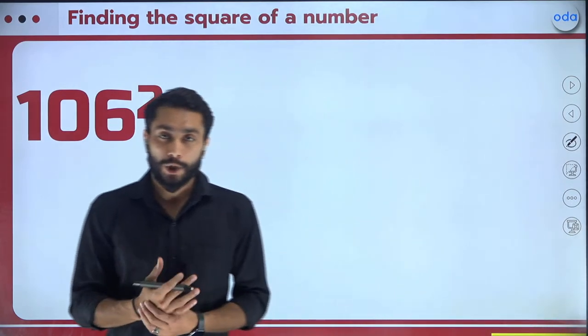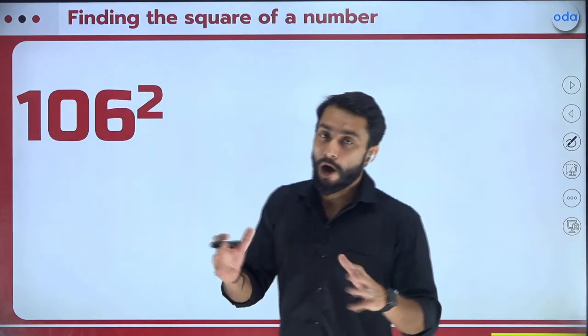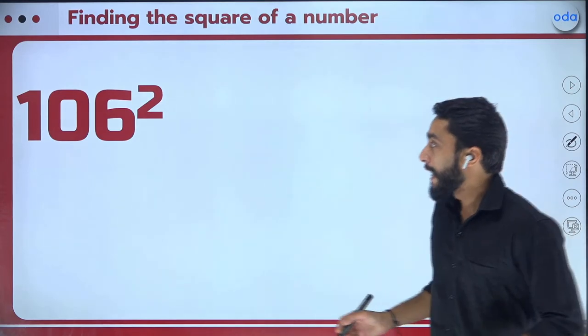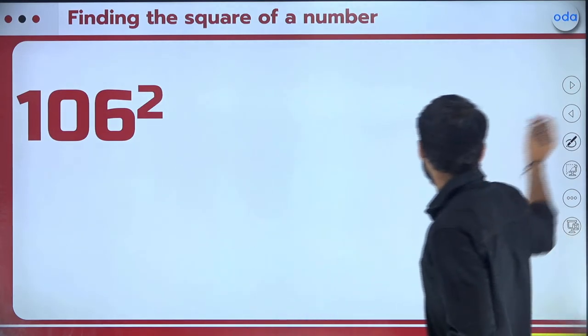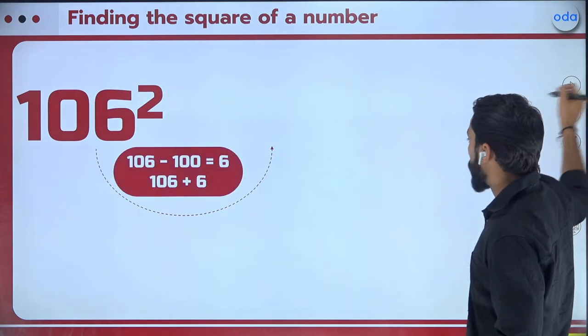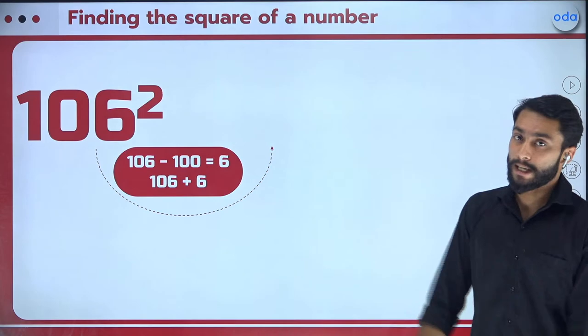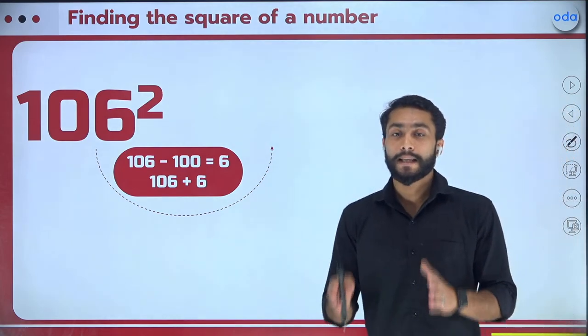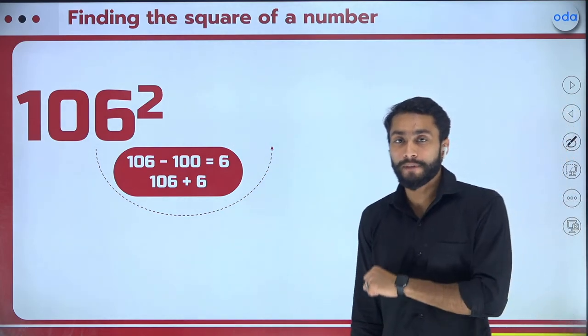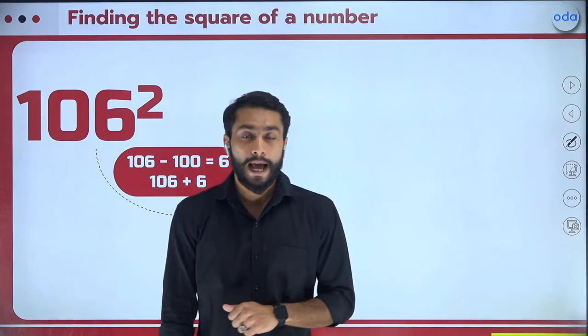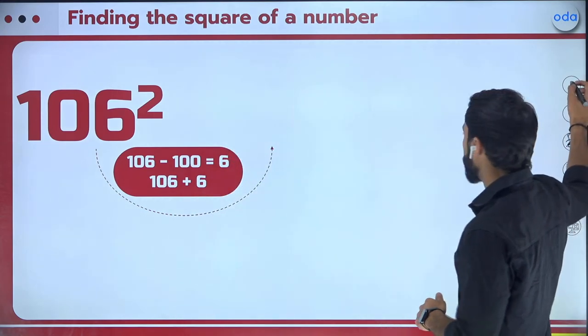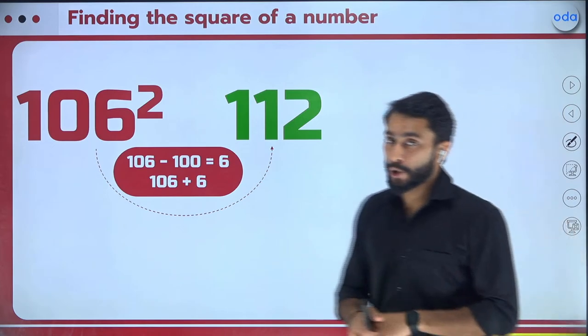Now we have to find the square of 106. Again, it should be very easy. How far is 106 from 100? It is 6 away. Correct? That means this 6 should be added to 106, the number itself. What is 106 plus 6? That is 112. So the starting of the answer we know is 112. All right. And then what should be the last two digits?